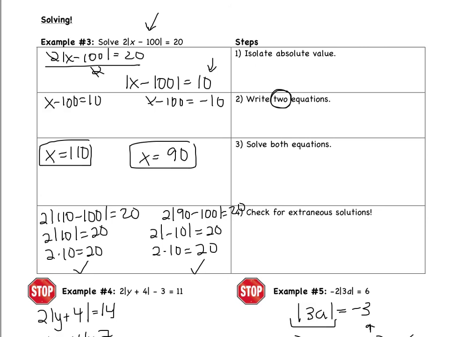When you come to class tomorrow, we're going to be doing some practice with evaluating absolute value and then solving equations.